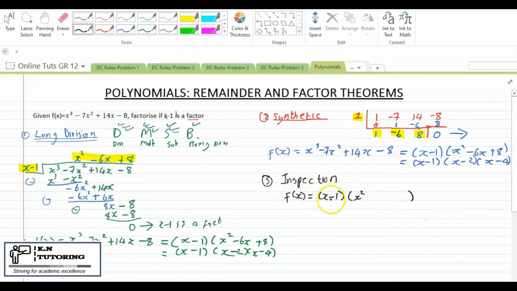Now I look at my minus 1. What number can I multiply minus 1 with here to get minus 8? Or in other words, what is minus 8 divided by negative 1? And the answer is positive 8.